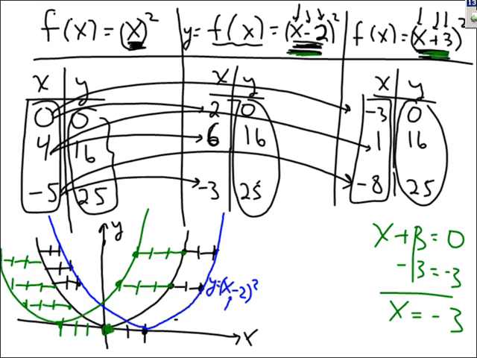In the center one, take x minus 2, set it equal to 0. X is 2. Positive 2. Go 2 to the right. The blue graph went 2 to the right. Okay, this is what horizontal shifts do. They just move the graph left and right.